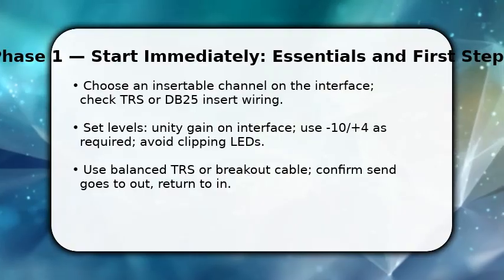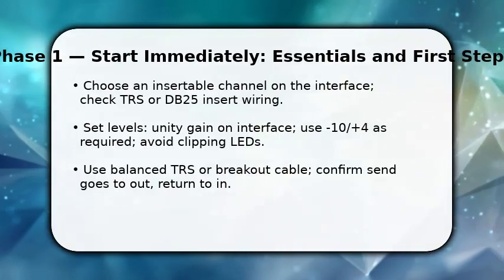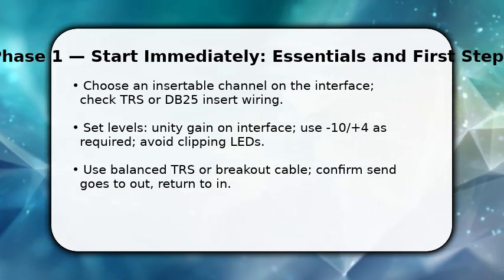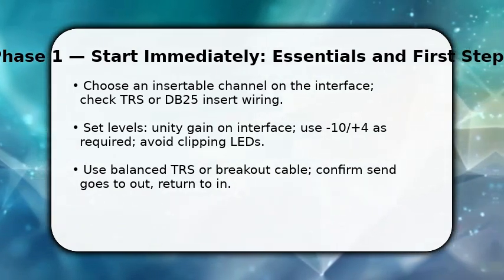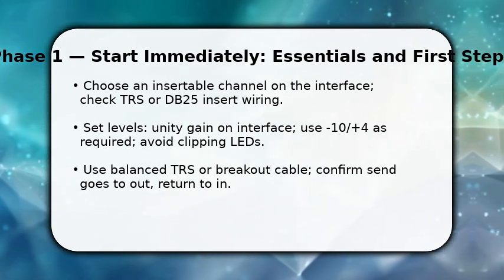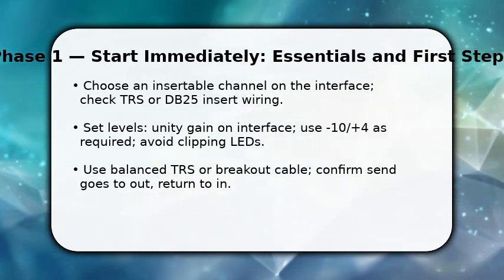Enjoy the video. You start by routing the audio path. Select the channel with an insert point and patch a balanced TRS or breakout cable. Once patched, set your interface to Unity Gain. This prevents hidden gain jumps.